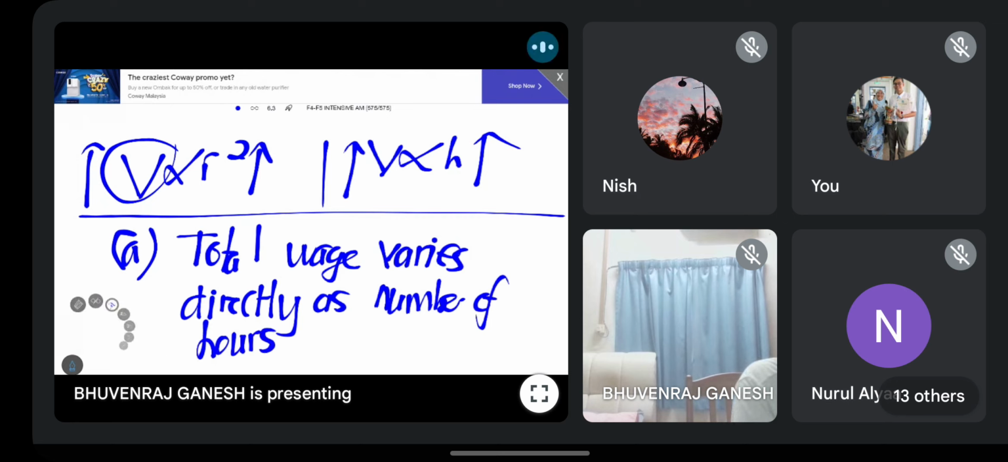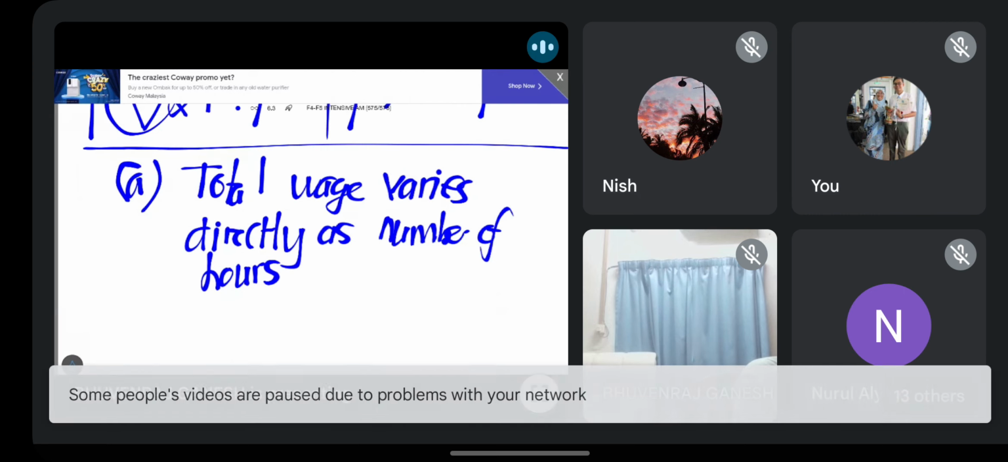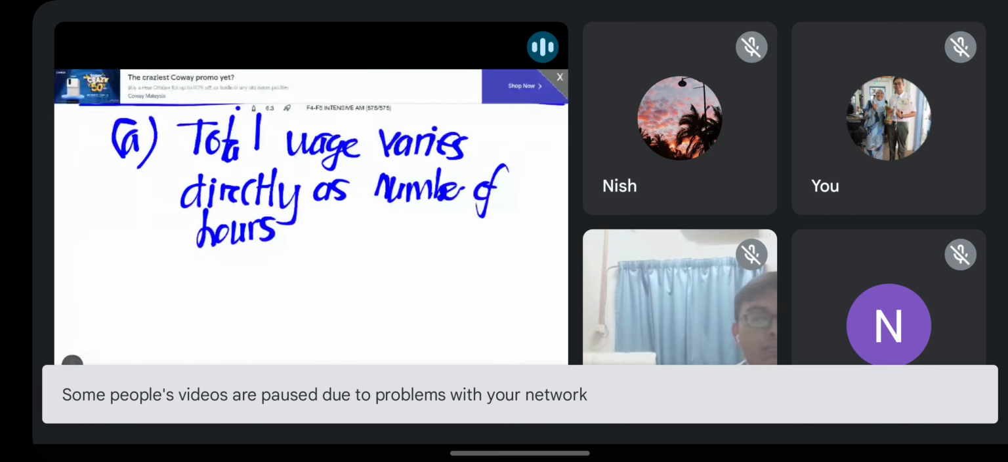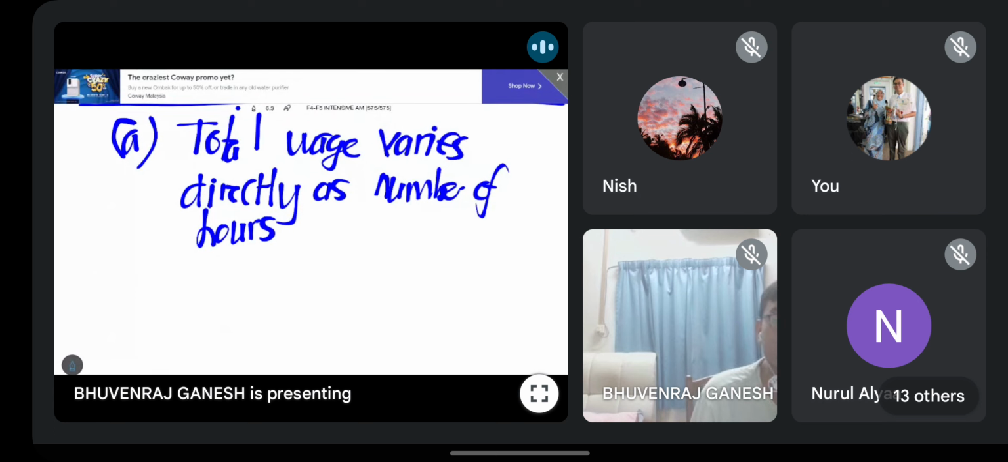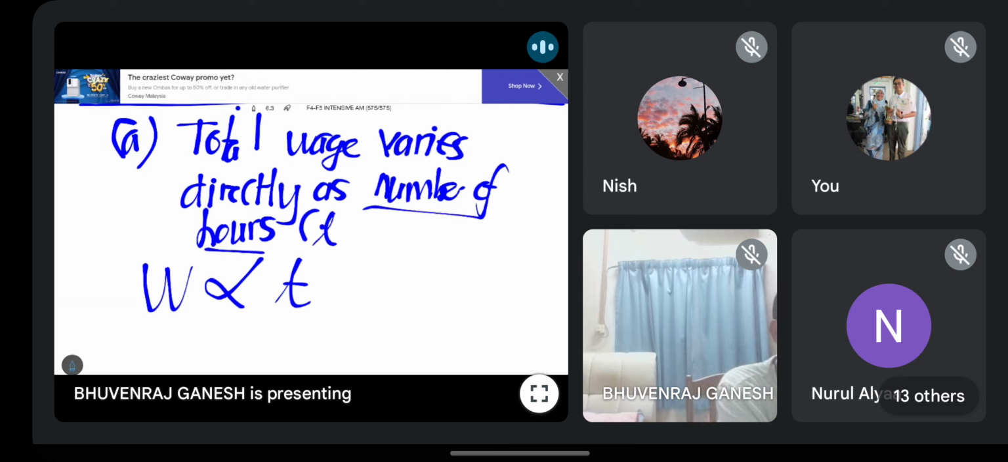Okay, so now, jumlah gaji yang dia dapat berkadar langsung dengan jumlah jam dia bekerja. Okay, so maybe saya bagi tahu macam ni lah. W berkadar langsung dengan T. Okay, yang ni adalah T. W adalah gaji dia.